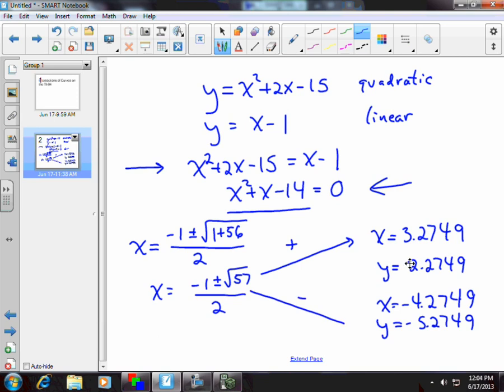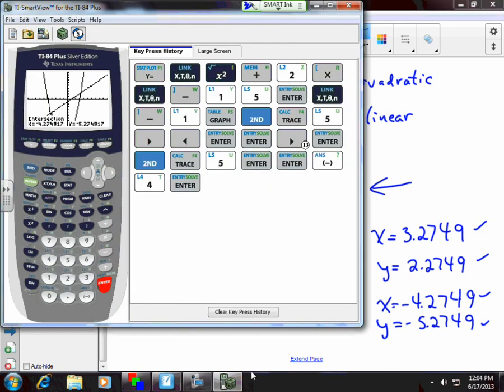Because they both involve the square root of 57, that's why all these decimal values look close. When you plug this x into the function to get the y value, it will still involve the square root of 57. So that's why all these numbers look similar. But in any case, that is how you use your TI-84 to find the points of intersection of 2 curves.